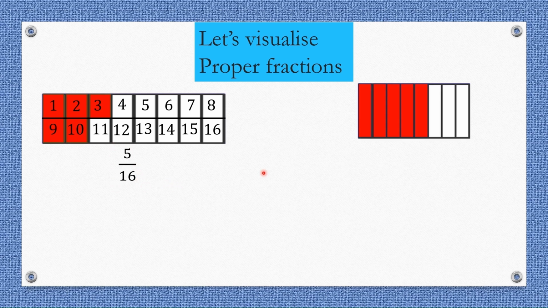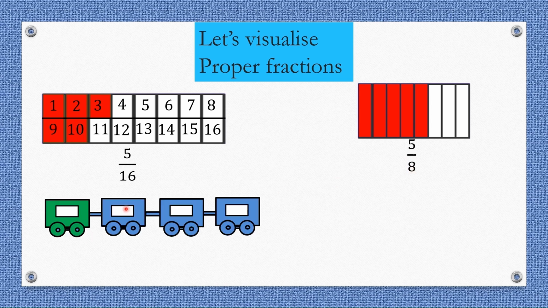Take another example. Here 5 are shaded red, so the fraction here is 5 by 8. We'll take another example: 1, 2, 3, 4. 4 bogies are here and one bogie is colored green. You can see my video where I have shown this train with bogies. So here one part is colored green, so that is 1 by 4th. 1 is in the numerator and 4 in the denominator. You know, these types of fractions are also called unit fractions.